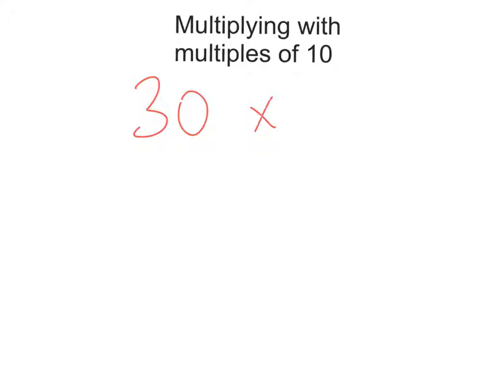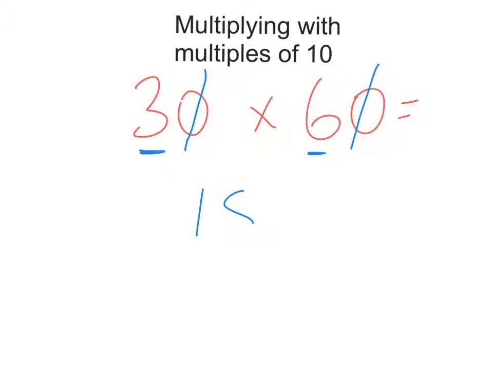30 times 60. That seems kind of tough. But again, let's cross out the zeros. We have a 0 here and a 0 here. Now we're left with 3 times 6. And 3 times 6 is 18. And then I have to tack on 2 zeros because I crossed one out there and a second one there. So I tack on 2 zeros, and my answer is 1,800.